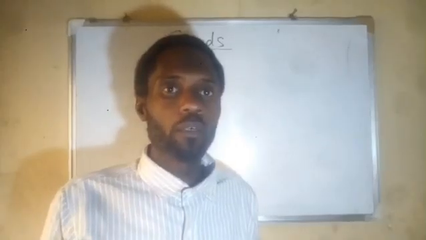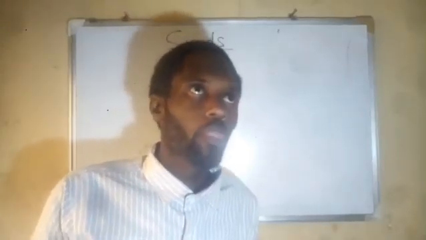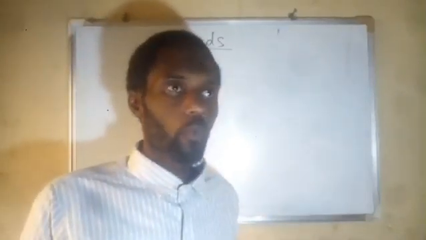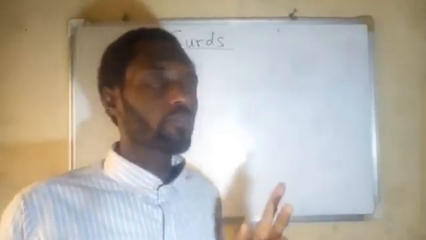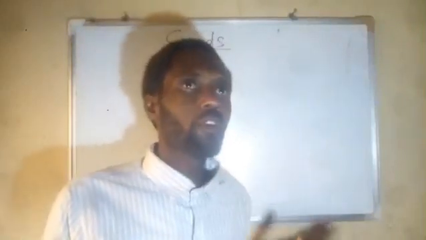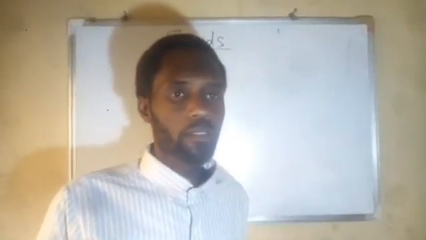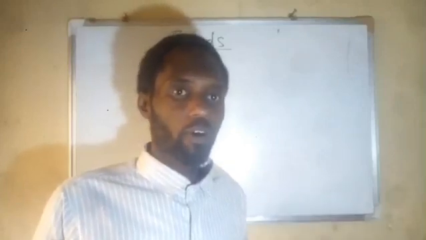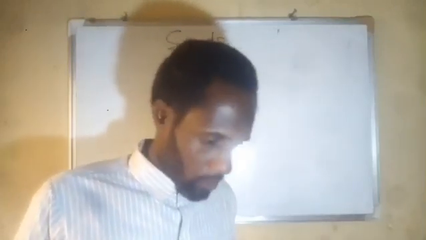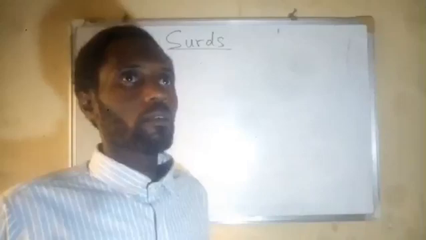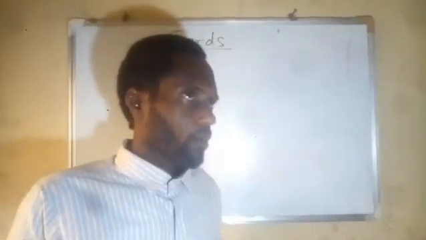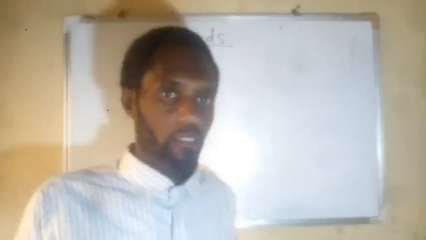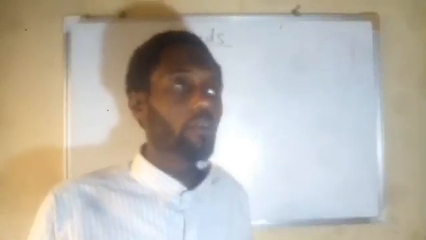Discuss on surds. Okay, but before we start discussing what surds are, we need to understand some types of numbers. We have different types of numbers like natural numbers, integers, rational numbers, irrational numbers, whole numbers, prime numbers, and so on. We need to understand two types of numbers, that is rational and irrational numbers.